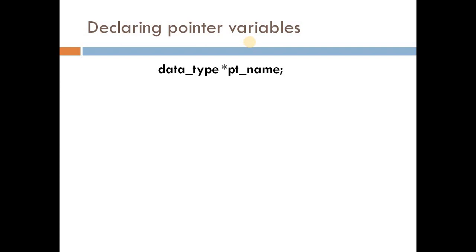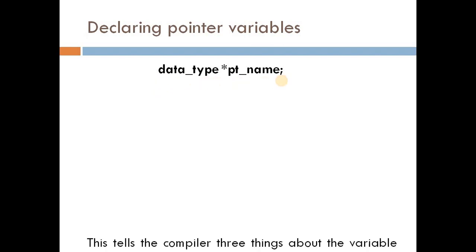We are now going to see how to declare a pointer variable. This is the syntax. First we give the data type, which can be any fundamental data type, that is integer, float, double or character. After that we give an asterisk sign, or the star sign, and whatever name we want to give to our pointer variable, and at last a semicolon. So this is the syntax of how we declare a pointer variable.